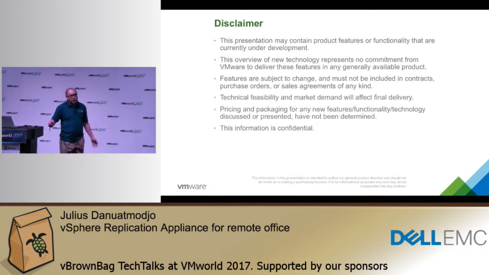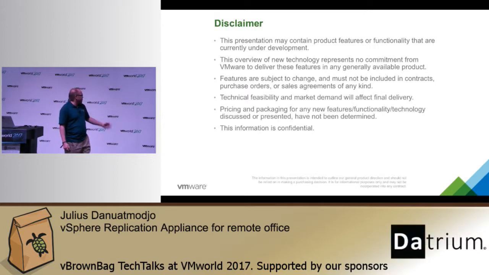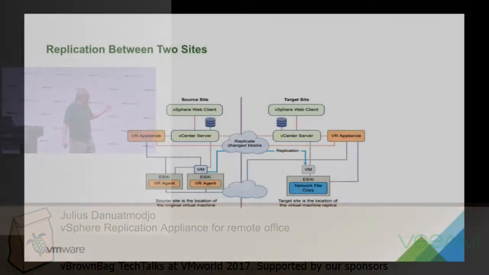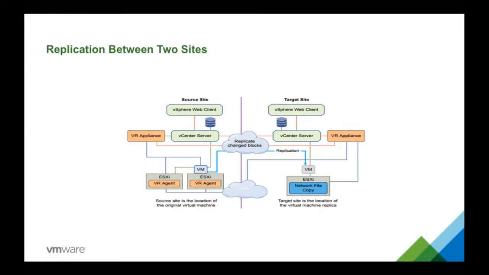At first is a disclaimer, like always, and you can read it. The next one is how the thing works. Basically, you deploy the appliances. It's an OVF, okay? One in the target site, one in the source site, and you can have multiple source sites replicating into the target site.